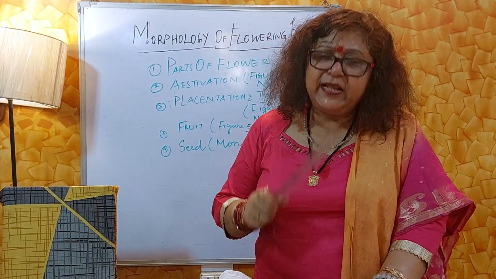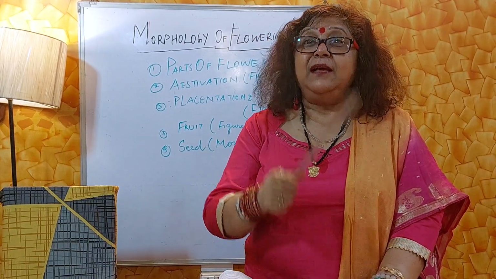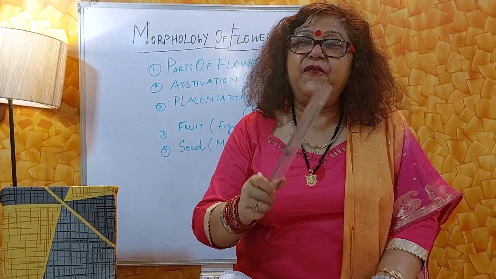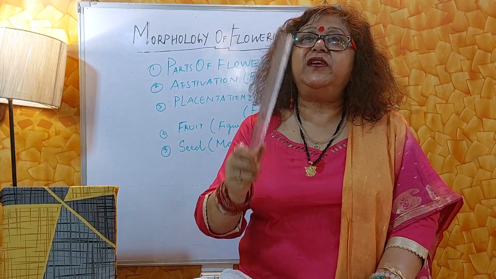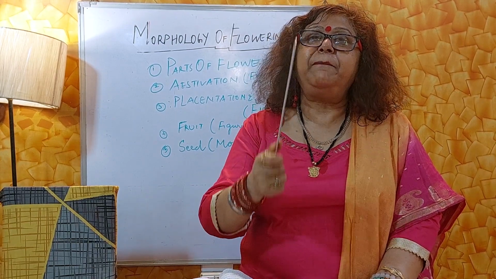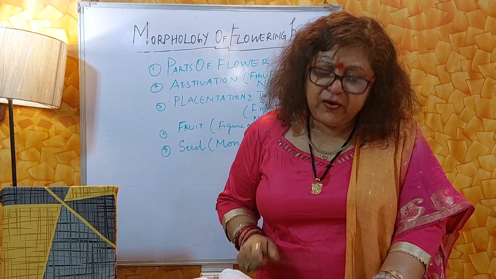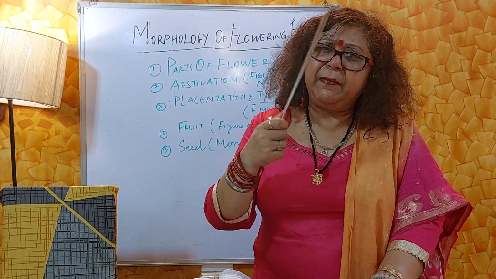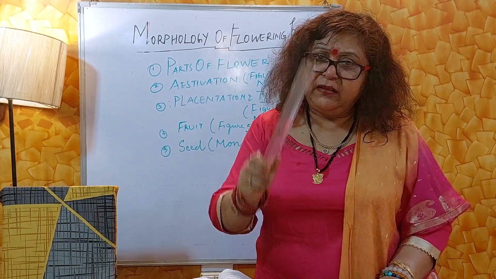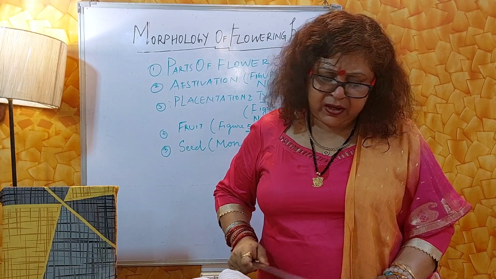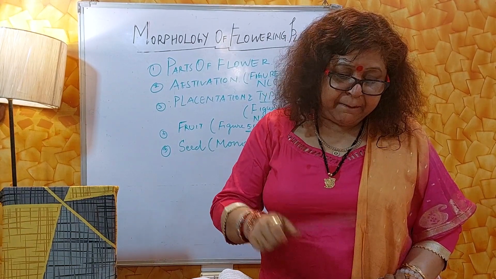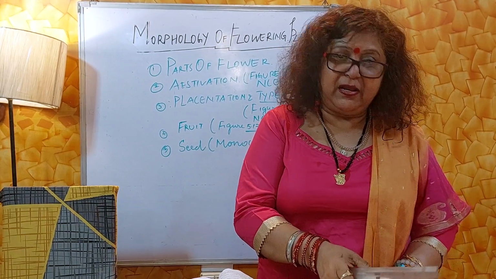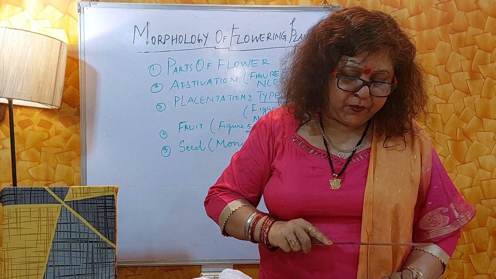Now, a fruit formed without fertilization is called a parthenocarpic fruit. Okay, now the fruit consists of pericarp and seeds. The pericarp can be dry or fleshy. The three parts of a fruit you can see there are epicarp, mesocarp, and endocarp. It is given in your book, in your diagram. Epicarp, mesocarp, and endocarp.